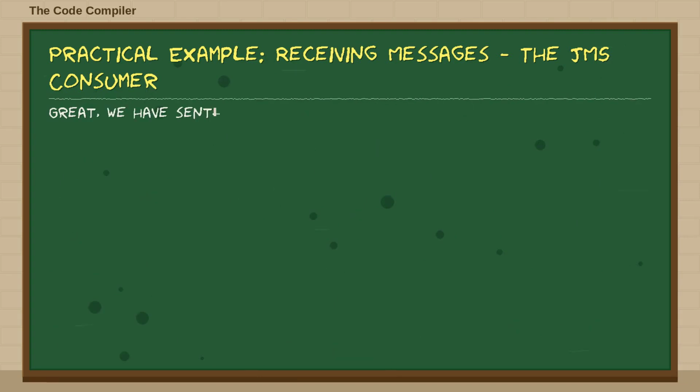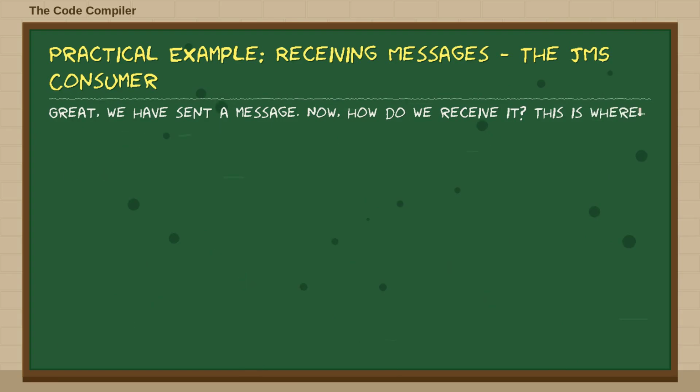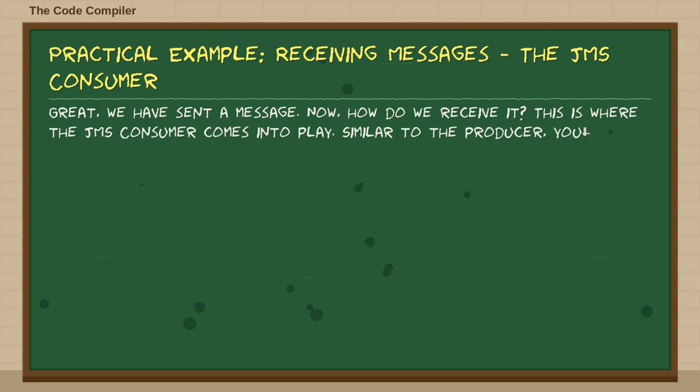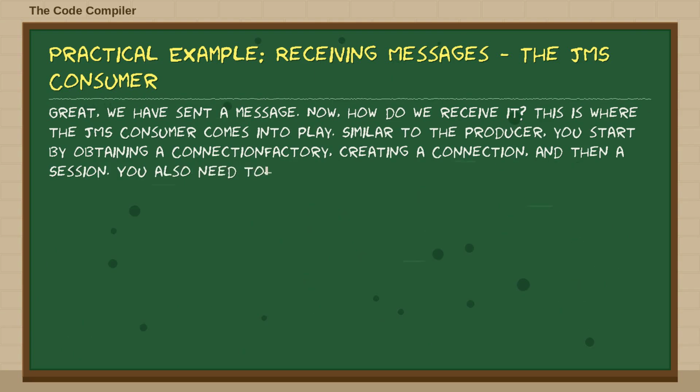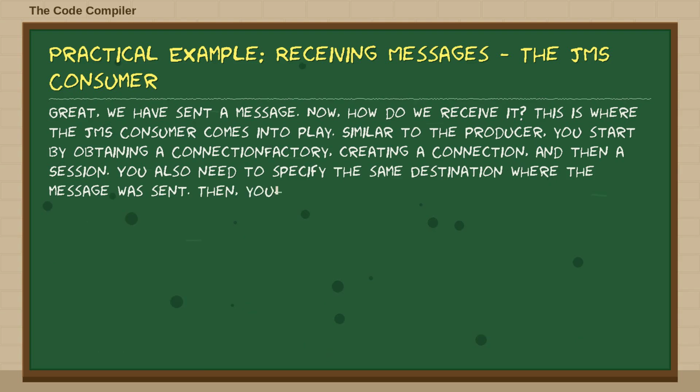Now, how do we receive it? This is where the JMS consumer comes into play. Similar to the producer, you start by obtaining a connection factory, creating a connection, and then a session. You also need to specify the same destination where the message was sent. Then, you create a message consumer for that destination.